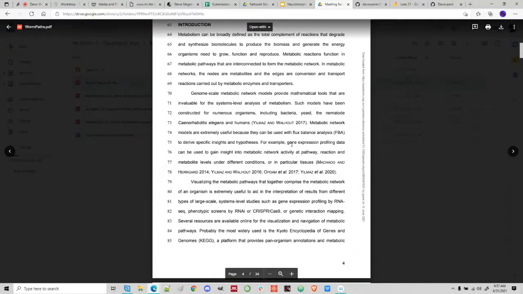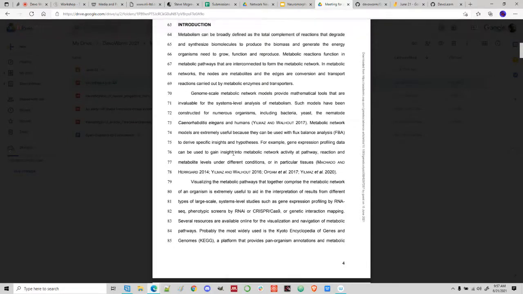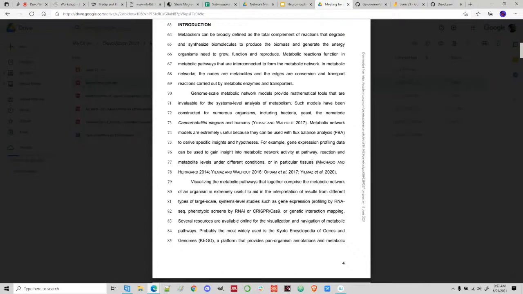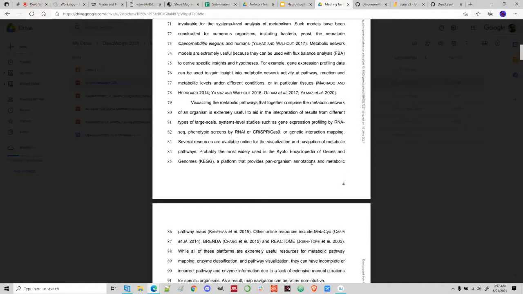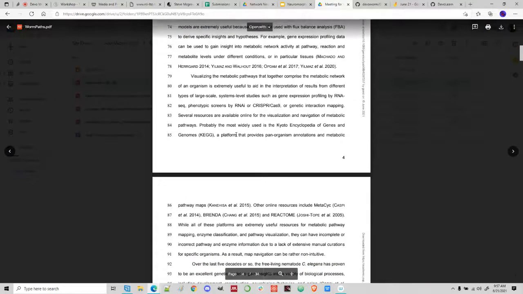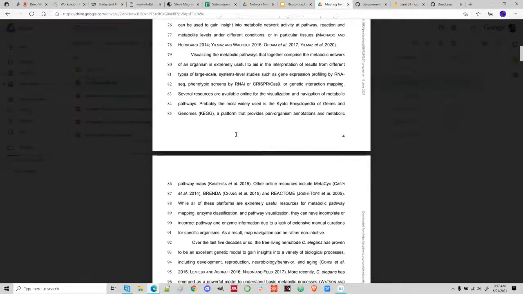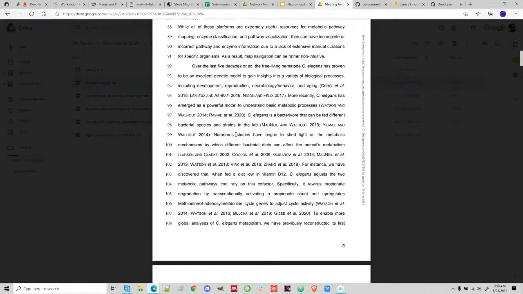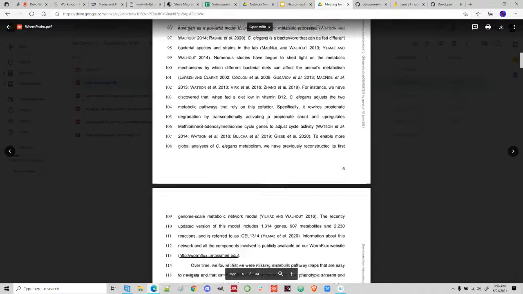Then you can also use gene expression profiling data to gain insight into metabolic network activity at pathway, reaction, and metabolite levels under different conditions or in particular tissues. And this is widely applicable throughout the organism. So we need to visualize these networks. They also talk about the suitability of C. elegans.